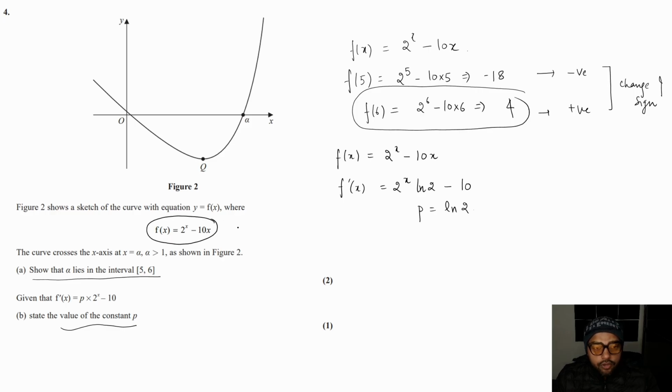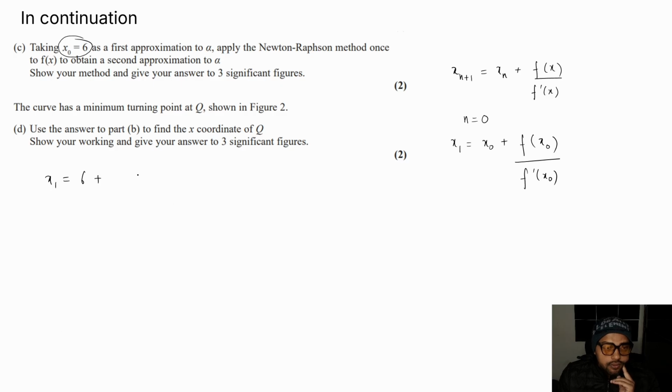You are not getting my point, so I'll be writing it here. I have plugged in the value here, so we will be getting 2 raised to the power 6 minus 10 will be equal to 4. Because in the question they have given the value of x0 equals 6, that is why we have plugged in the value here. So f(6) will be equal to 4.